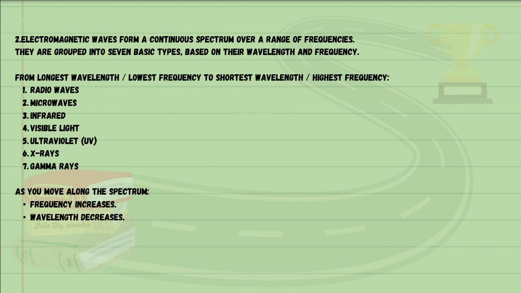They are grouped into 7 basic types based on their wavelength and frequency, from longest wavelength, lowest frequency, to shortest wavelength, highest frequency. Radio waves, microwaves, infrared, visible light, ultraviolet, UV, X-rays, gamma rays. As you move along the spectrum, frequency increases, wavelength decreases.